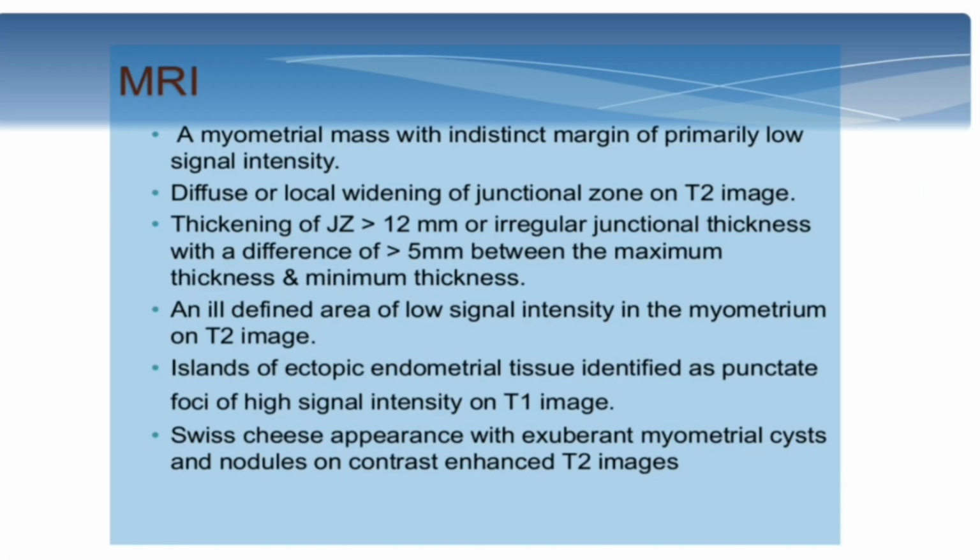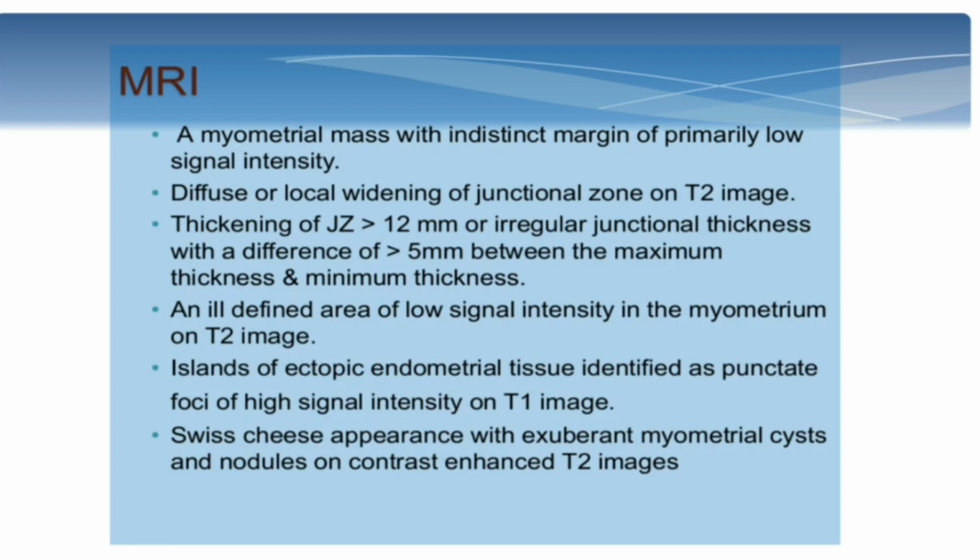Now the most important diagnostic tool for adenomyosis is MRI, magnetic resonance imaging. What are the criteria we find in an adenomyotic patient on MRI? First of all, a myometrial mass with indistinct margin of primarily low signal intensity. Then we can find diffuse or local widening of the junctional zone on T2 image.